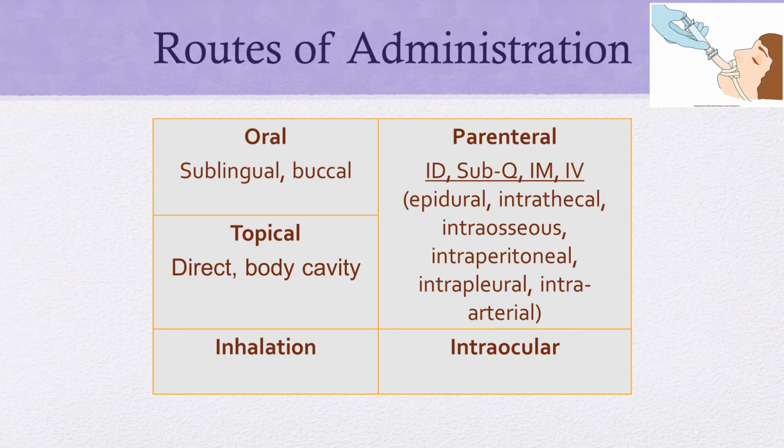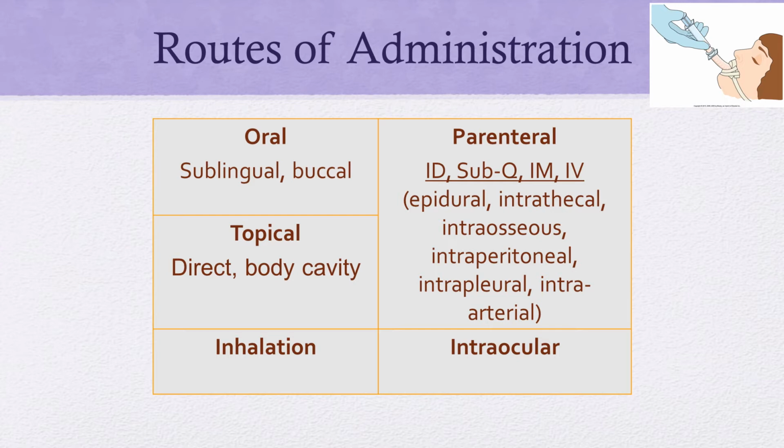Routes of administration, we're going to look at each of these in lab this week, but just make sure you know where each of these are going. So oral, we can talk about sublingual or buccal. Sublingual means it's under that tongue. Buccal means it's in that cheek. Topical, we can do that directly or inside of a body cavity. Directly meaning it's on the skin, inside of the body cavity. Maybe it's a vaginal medication. We're going to put that in that vaginal area.